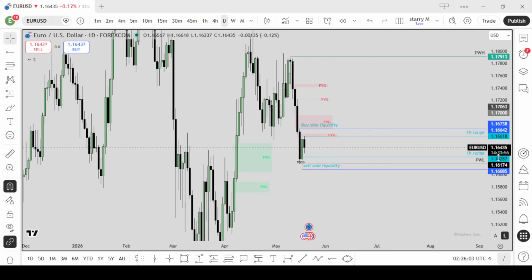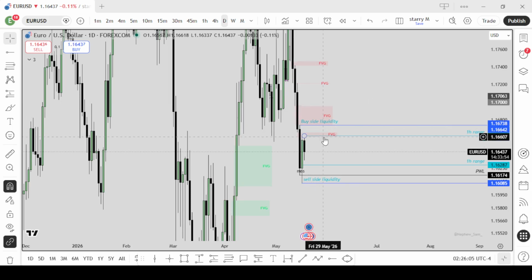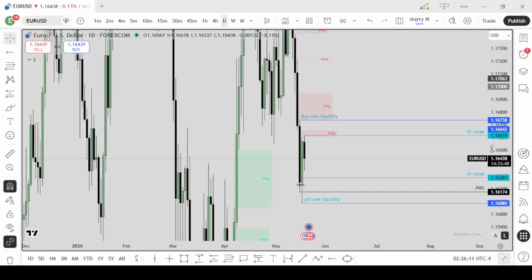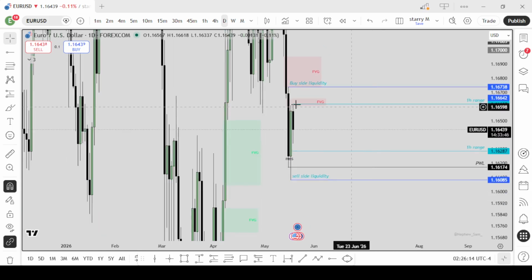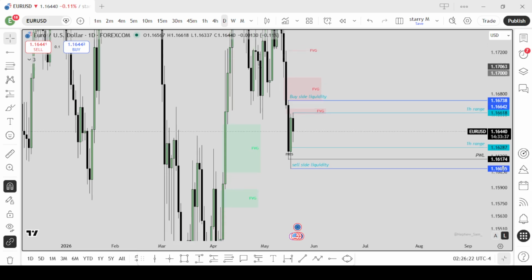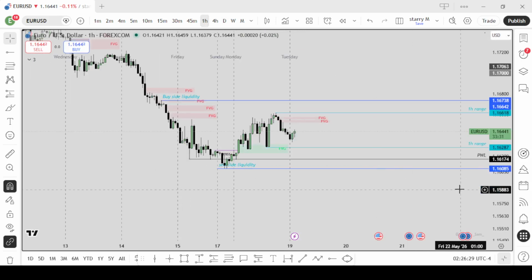So I've marked out this range. I've marked out the buy side liquidity here as the 1 hour range, and the sell side liquidity as well, prior week high and prior week low. Those are very, very important. And the next liquidity that I would like taken here, and here on the 1 hour.